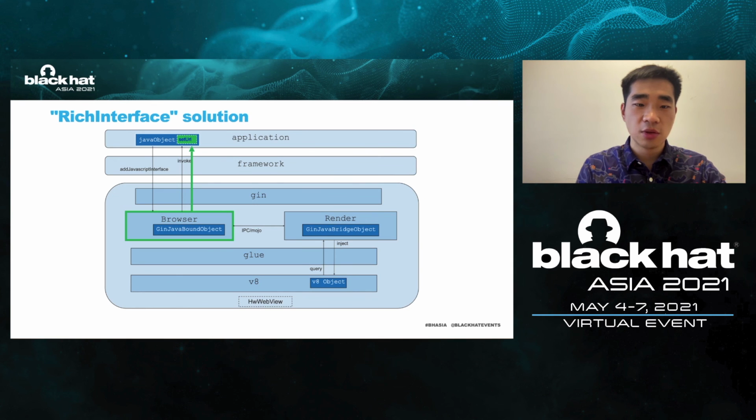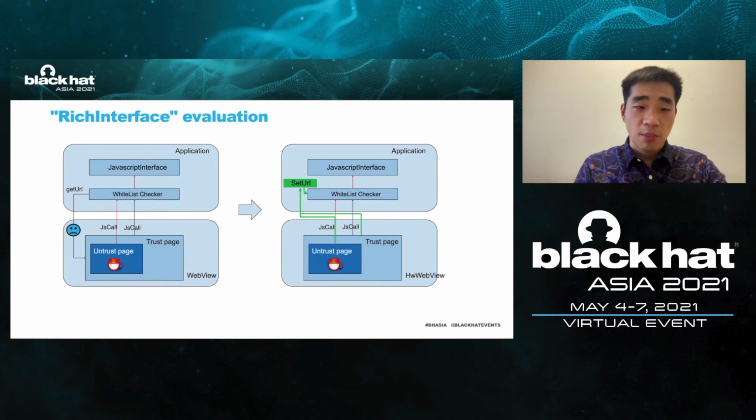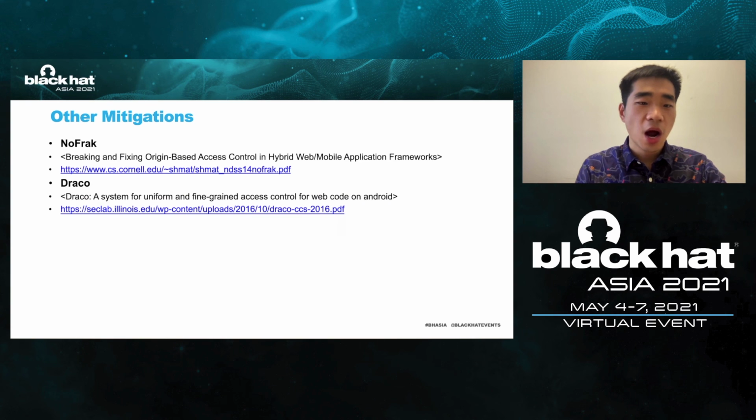The only change the application needs to add is a setURL JavaScript interface in the Java object to receive the message. The time window between setURL and the actual JavaScript interface call is small enough to be ignored. Before Rich Interface, the application cannot get the correct URL from the WebView. An attacker can use the navigation confused vulnerability to bypass the whitelist checker. After Rich Interface, the application can get the URL from the JavaScript interface directly. Any attack trying to abuse the URL would not work. What's more, other mitigations like NoFrake or Jekyll also work.